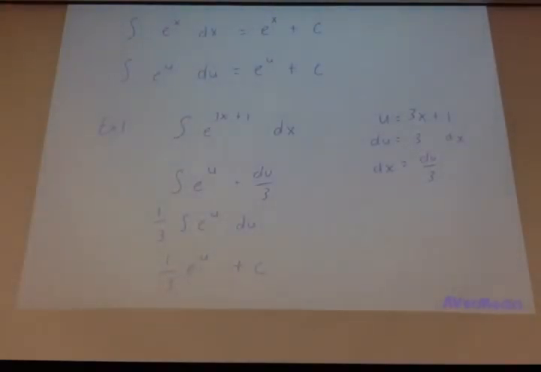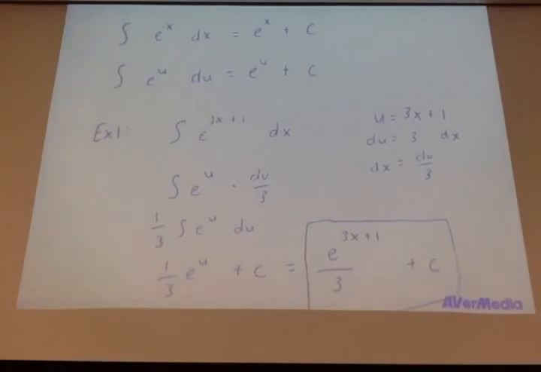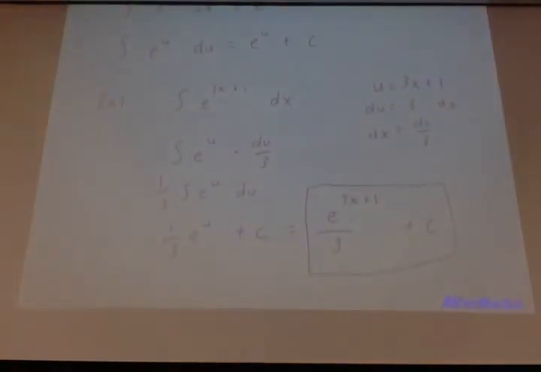Can't forget the plus c. And then we'll put this back in terms of x to finish it up. So our final answer, we could just write e to the 3x plus 1 over 3 plus c. And you could keep this as 1/3 if you wanted to. It's up to you if you want to have 1/3 e to the 3x plus 1 or just put it over 3. Either option is okay. So that would be our final answer on that one. Questions on example 1 after doing that? Anything we can take a look at there?